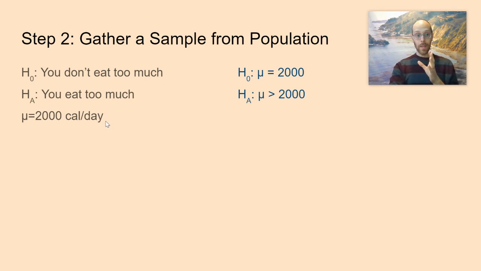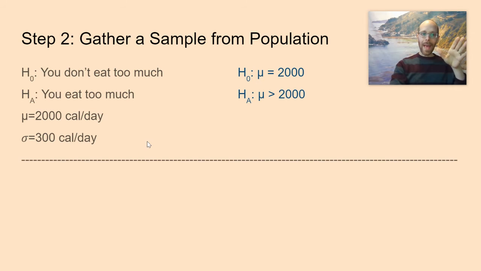Now we're going to have to know some things to run this test. Specifically, we know that the mean is 2,000 calories per day. We've already talked about that. We're also going to need to know what the variation is like. And so in the case of this situation, let's assume that the standard deviation of the population is about 300 calories per day. That's a normal amount to vary.